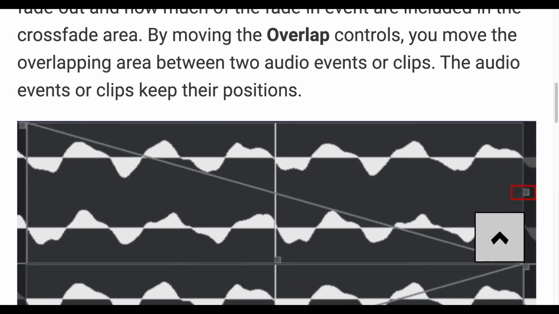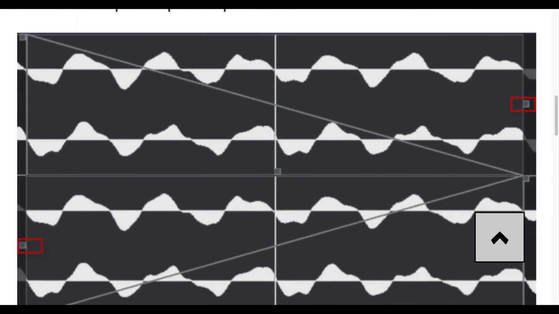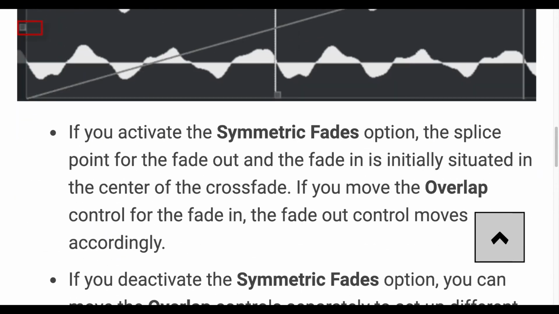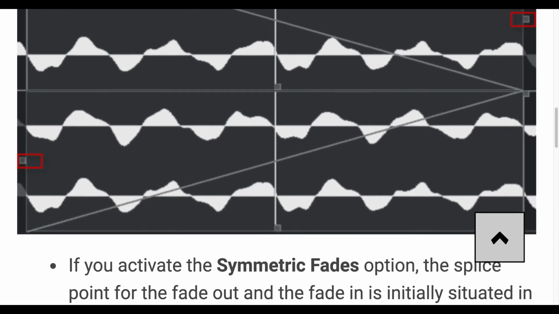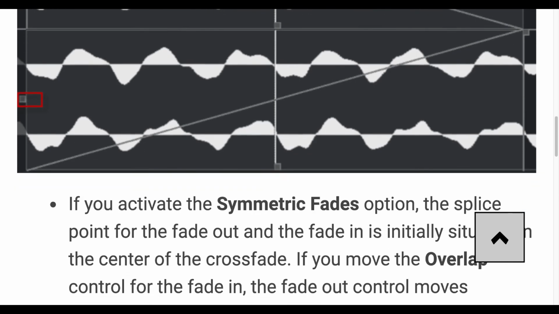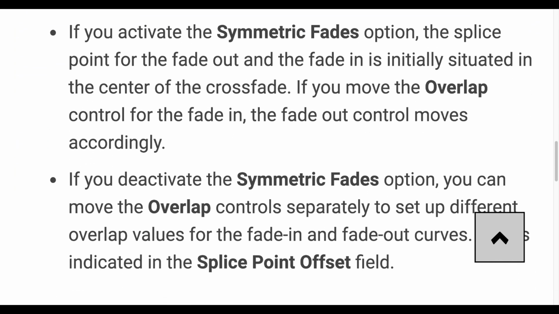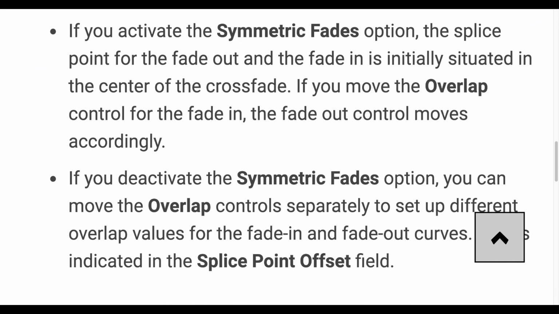By moving the overlap controls, you move the overlapping area between two audio events or clips. The audio events or clips keep their positions. If you activate the symmetric fades option, the splice point for the fade out and the fade in is initially situated in the center of the crossfade.